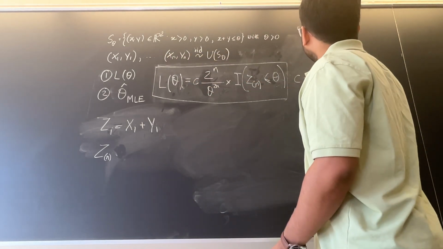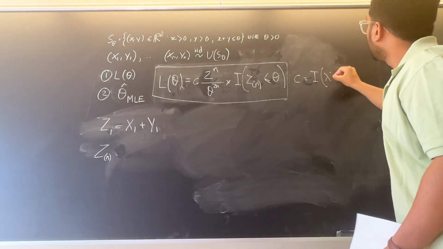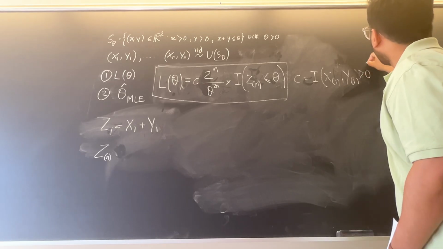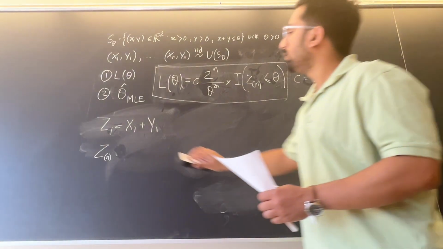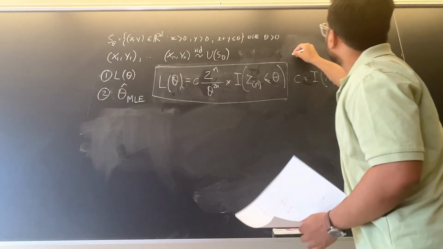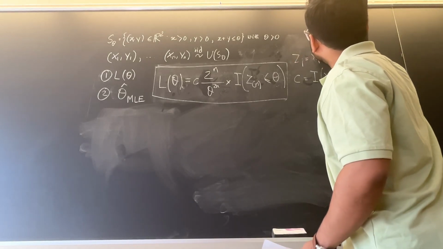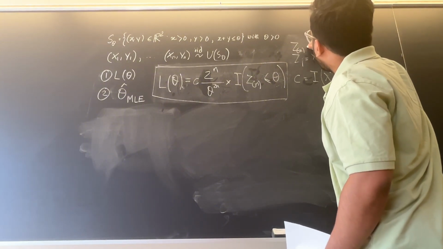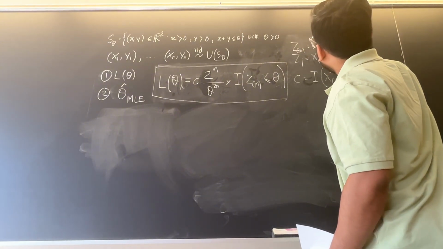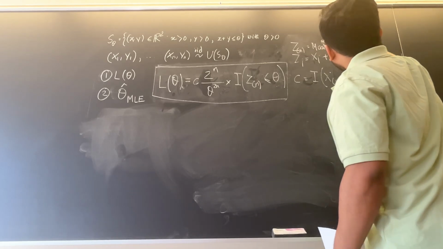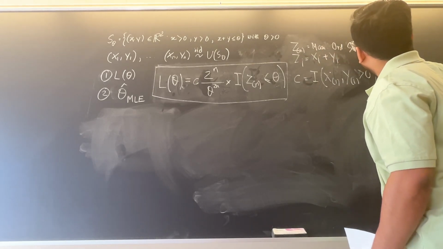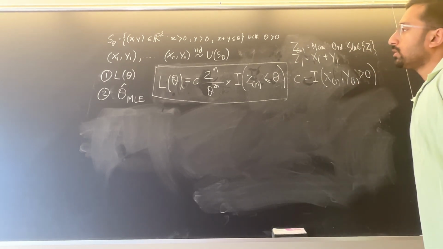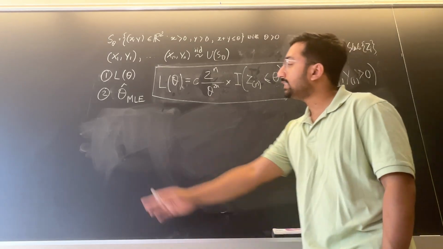where c is equal to the indicator that X1, Y1 are both greater than 0, and Zi is equal to Xi plus Yi, and Zn is the maximum order statistic of the Zi's. So the first one is done. Now let's find the theta at MLE.